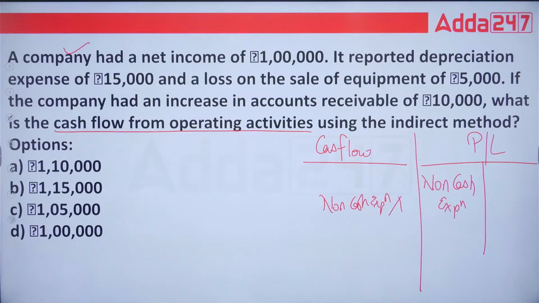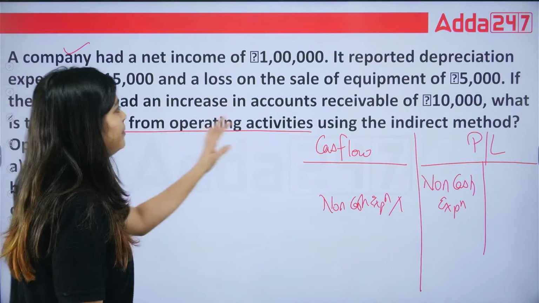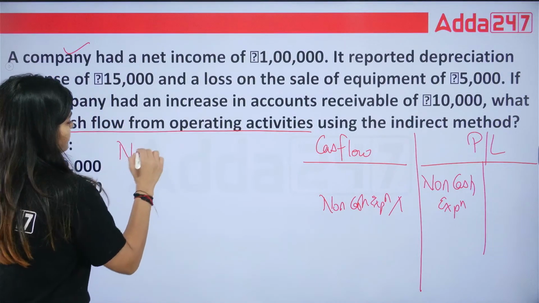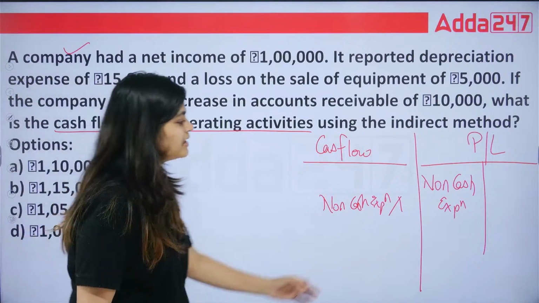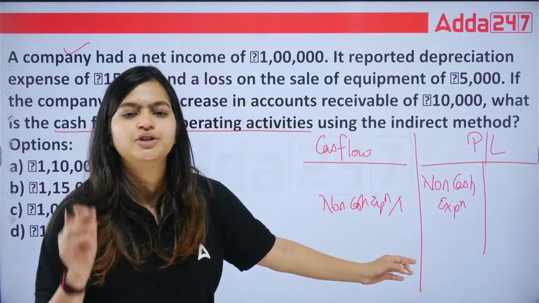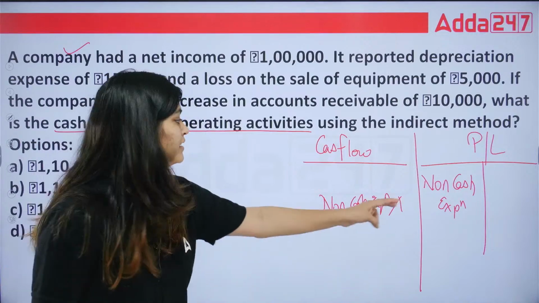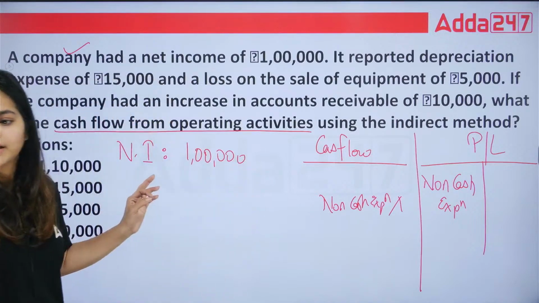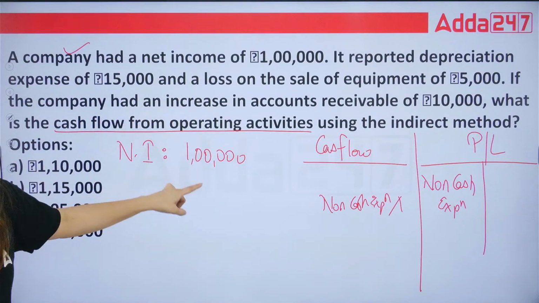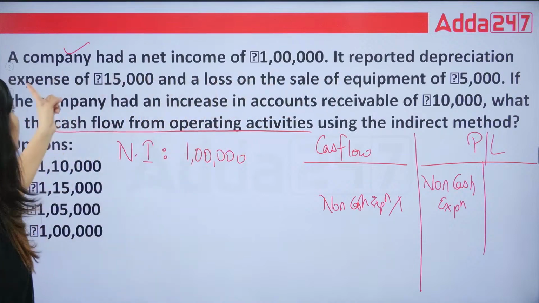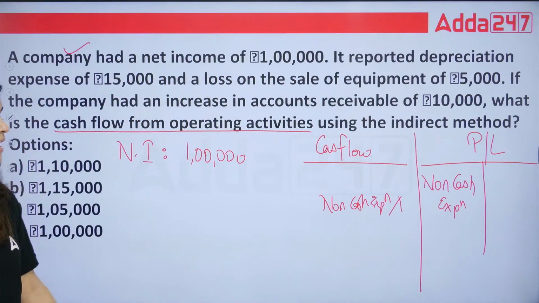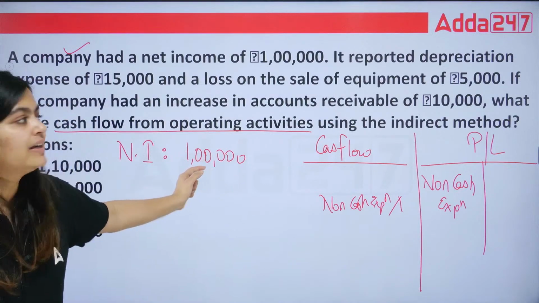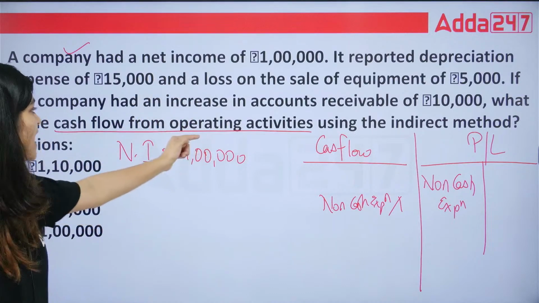Please try this question in which you need to calculate the cash flow from operating activities. As they are saying, the company has a net income, meaning after addition and subtraction of incomes and losses, the net income is 1 lakh. In this, they reported depreciation expense of 15,000. This is your net income, which means you already subtracted this 15,000, but we need to calculate the cash flow.